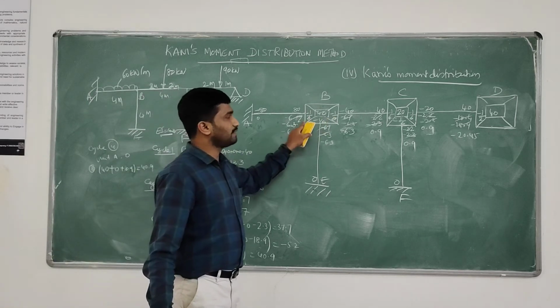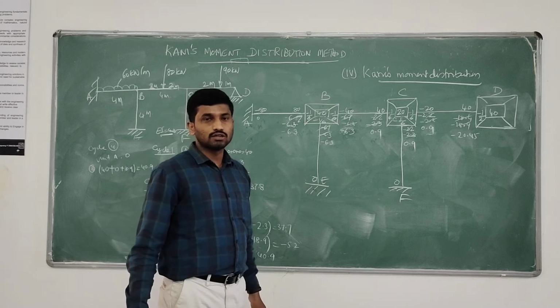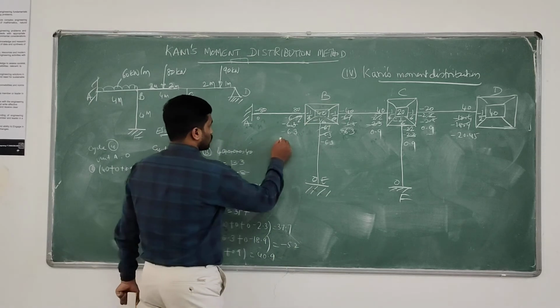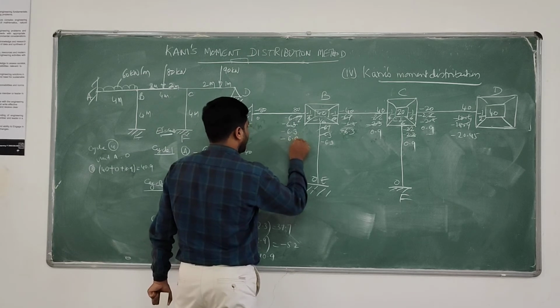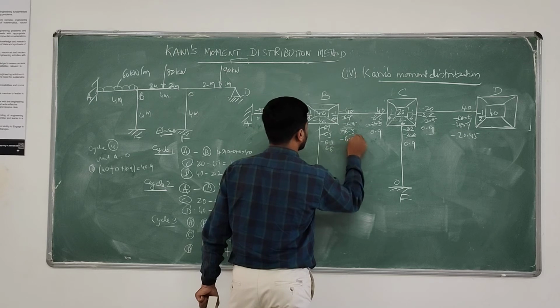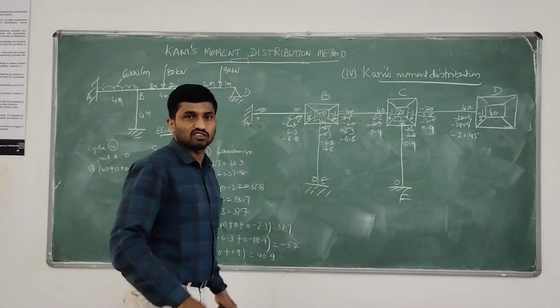40.9 divided by 6. How much? 6.81. So minus 6.8. Here also minus 6.8. Here also minus 6.8.